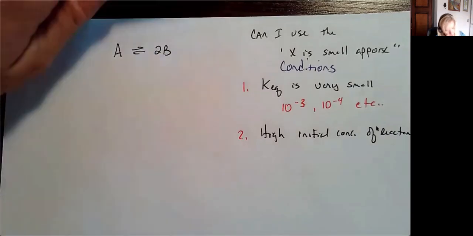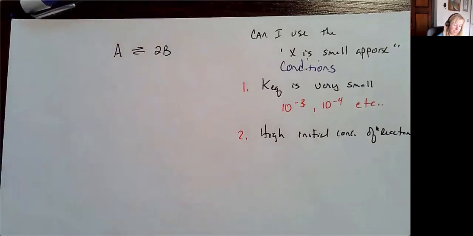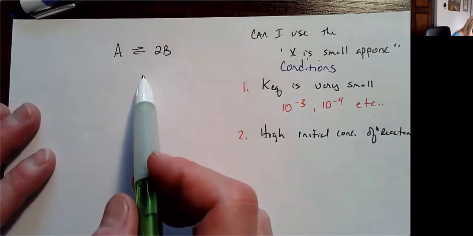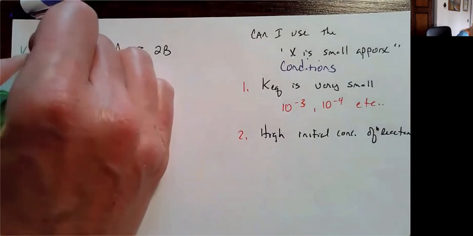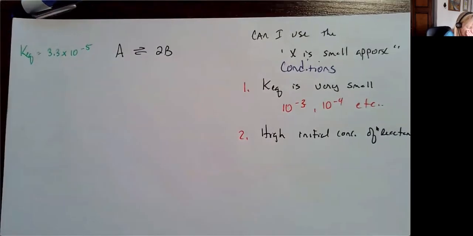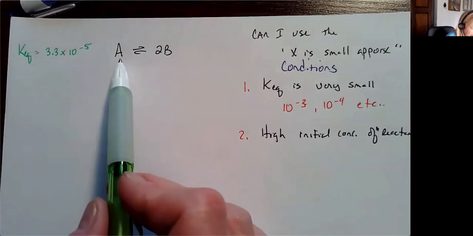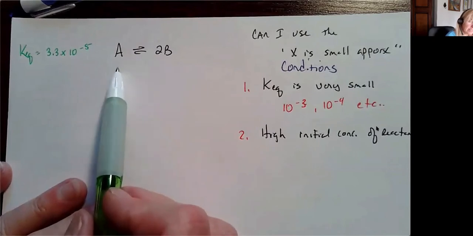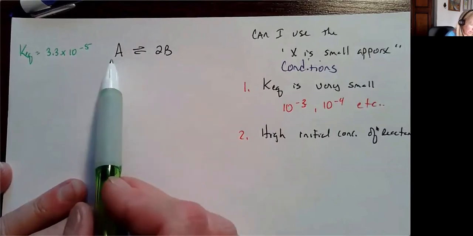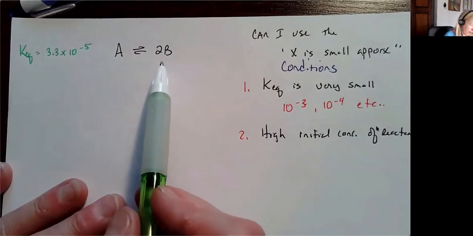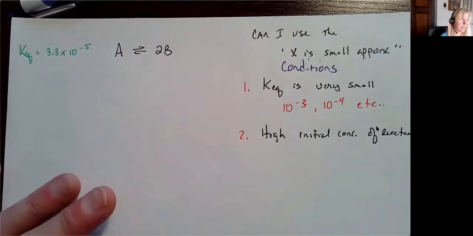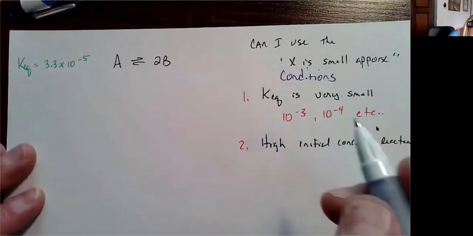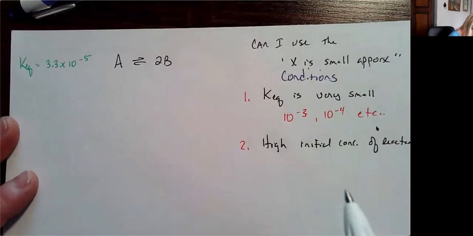And the reason that you can do this X-small approximation with these conditions is that Keq is really small. So let's say here that my Keq is 3.3 times 10 to the minus 5. What this tells me is that this is so small that this appreciably isn't going to change very much. I'm favoring reactants, I'm not favoring products. And so this is not going to produce a whole lot of products. So the majority of what's going to be in the solution at equilibrium is still going to be A. So that's condition number 1. Condition number 2 is I have to have initial concentrations that are really high.